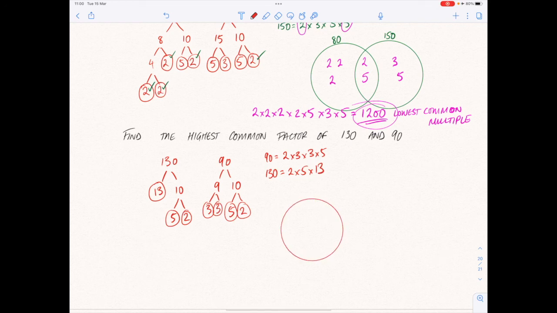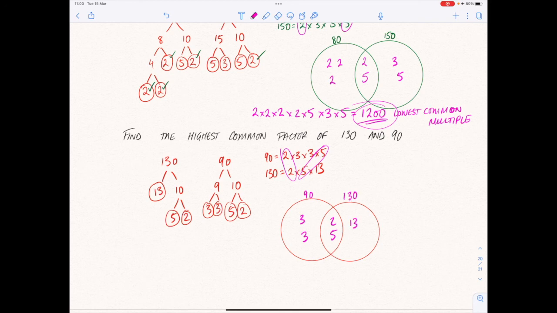Now you draw your Venn diagram as we did in the previous example. Look at what matches up. So 2 matches up, 5 matches up again. Then with 90, we have a 3 and a 3 left over. And with 130, we have 13 left over.